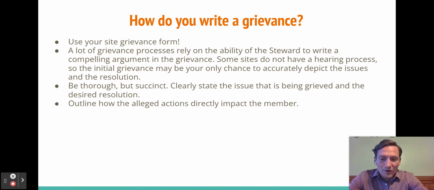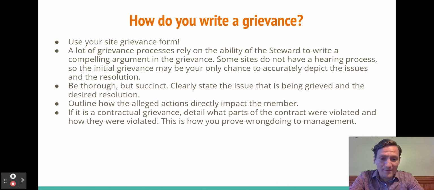Now, we really want you to outline how the alleged actions directly impact the member, okay? So, I don't want you to just say that a member was overlooked for overtime. This member was not able to get this overtime that they should have had based on seniority, so this negatively impacted their ability to earn money for their family, right? Something like that is great. But we really want you to outline how that impacts the member. It's not just that the actions happened. It's what was the impact, because if we outline the impact properly, then that's going to help us in the resolution process.